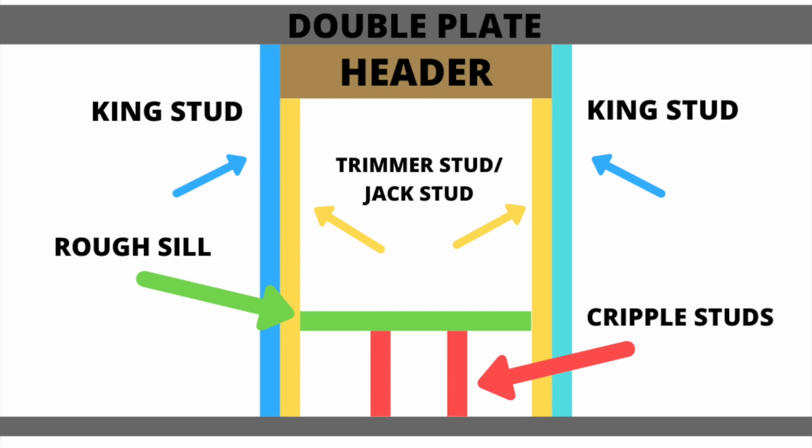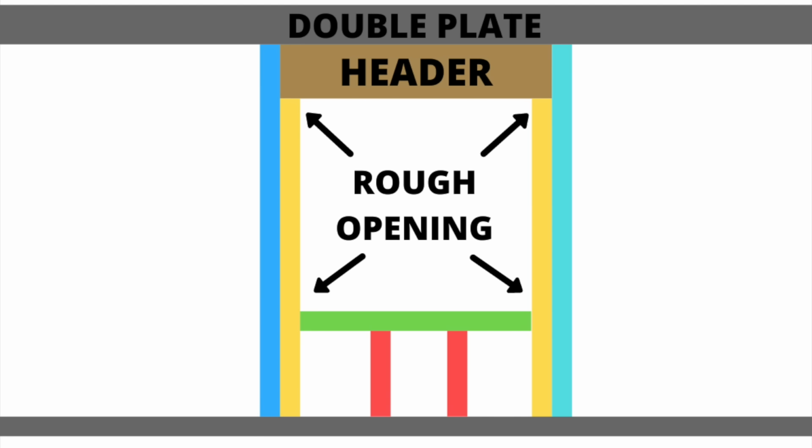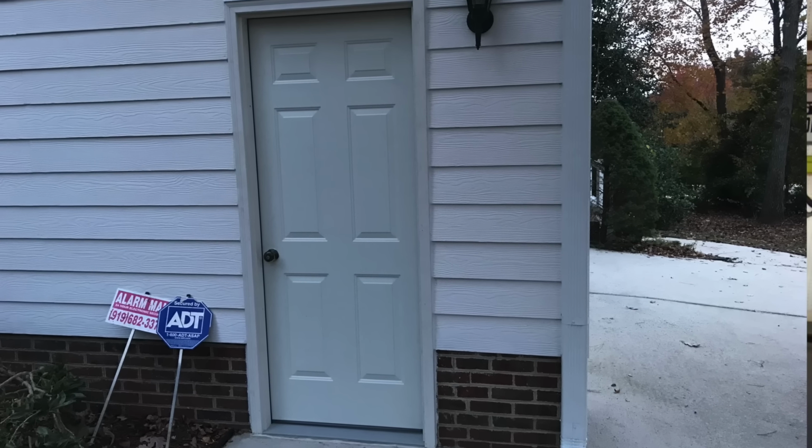The bottom horizontal piece in the window opening is called a rough sill, and the entire framed opening of a door or window is known as the rough opening. Again, all this structure bears the weight around these openings so that doors and windows don't have to. There should essentially never be any weight on a door or window. They just sit in a hollow opening and do their job.